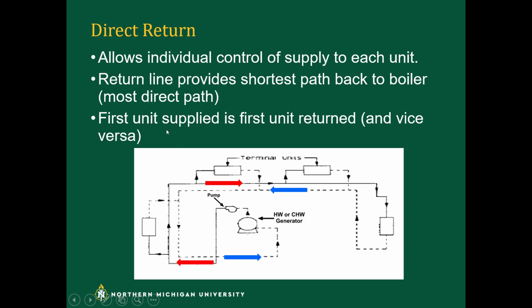The return line provides the shortest path back to the boiler. It's the most direct path. So the first unit supplied is the first unit returned. What that means is we have our hot water generator, right? That's pushing the heat out this way. And then once it goes to that thermal unit, it comes back from the supply directly back to the generator. So every time it branches off to the terminal unit, it returns the heat back in to restart the process. Okay, so the first unit supplied is the first unit returned.